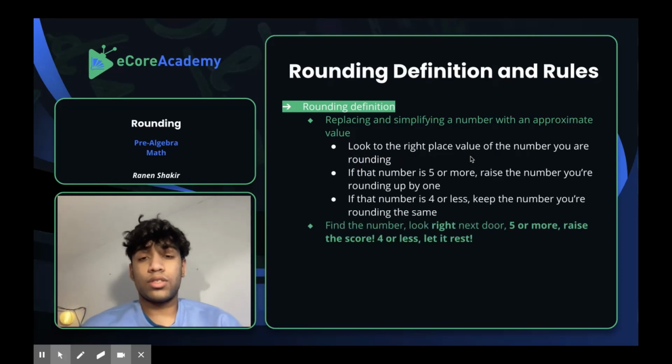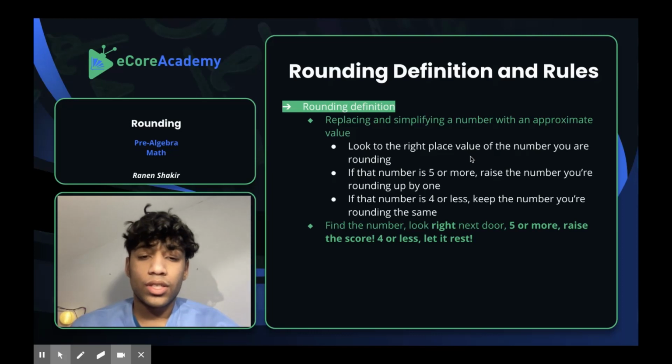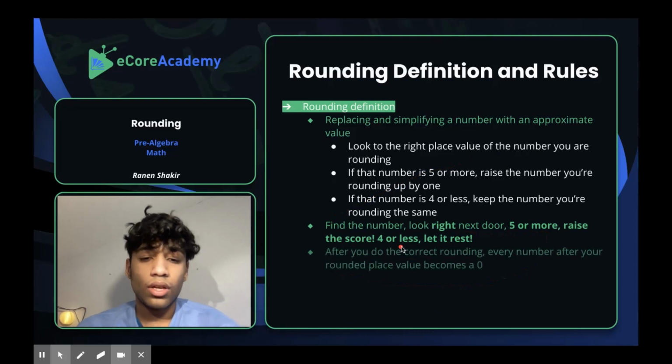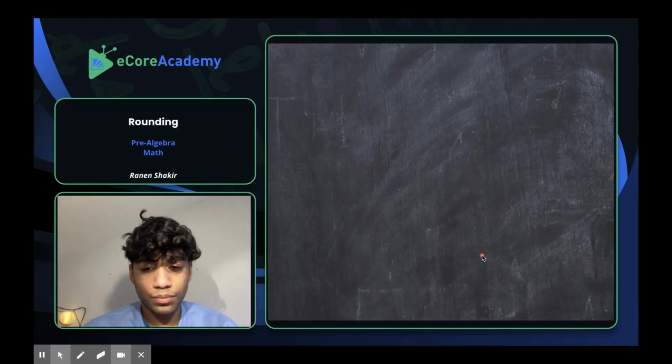And then this is a nice little saying here. It says, find the number, look right next door. If it's 5 or more, raise the score. If it's 4 or less, let it rest. And after you do the correct rounding, every number after your rounded place value becomes a 0.